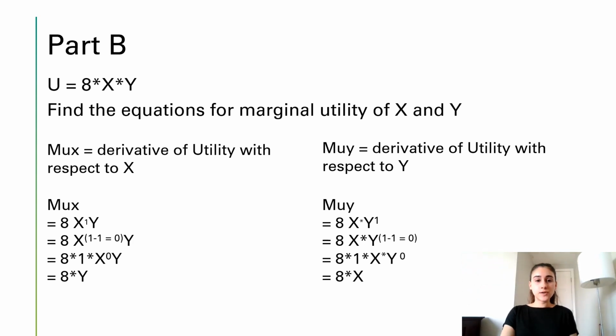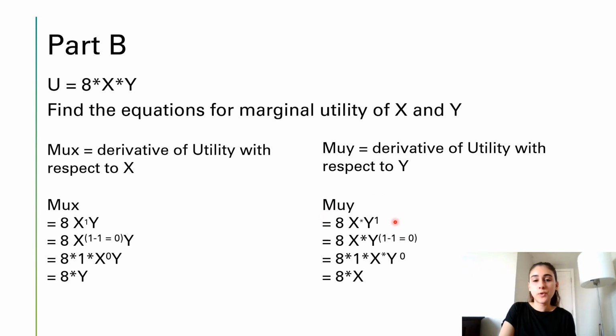So we have the original utility equation here. When we find the derivative with respect to X, we look at the variable X. Currently it has an exponent of 1. According to the exponent rule, we subtract 1 and leave Y alone. When we subtract 1, we bring that 1 to the front multiplied by 8 as seen here, and this simplifies to 8Y.